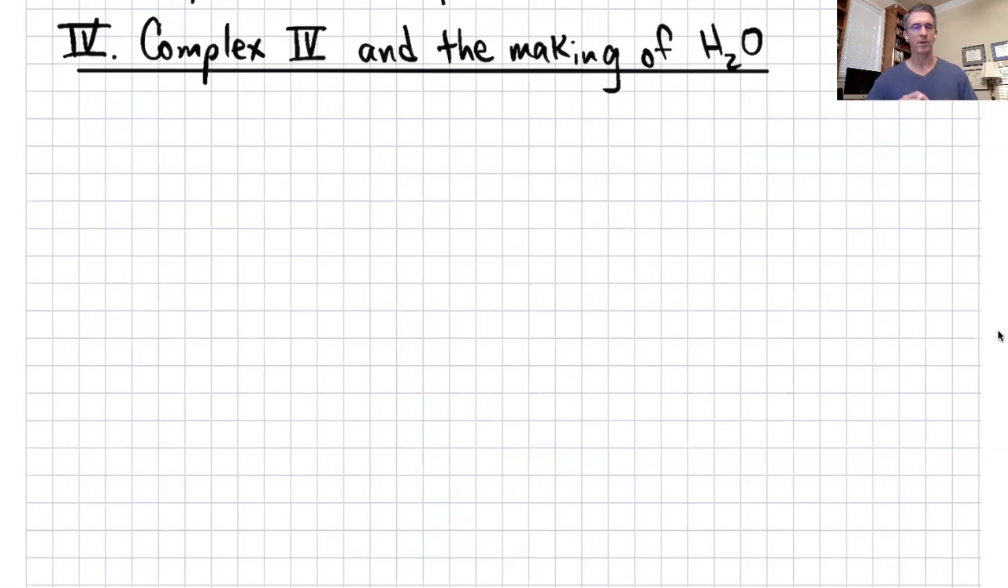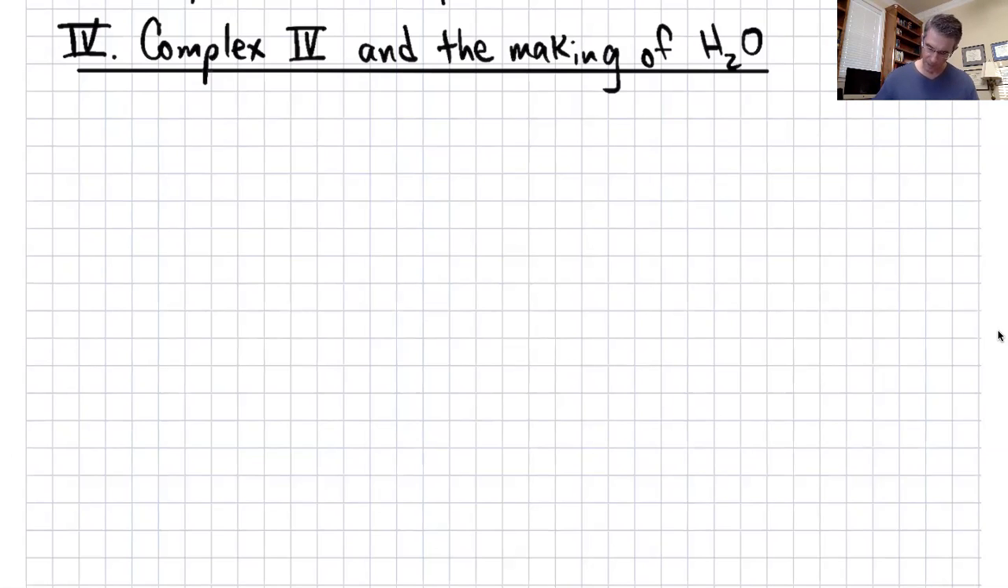And there's a bit of a wrinkle to this process because when you really think about it, this is kind of a very dangerous thing that cells are doing. They're playing with fire in terms of making water, and we'll talk about that at the end of this video.